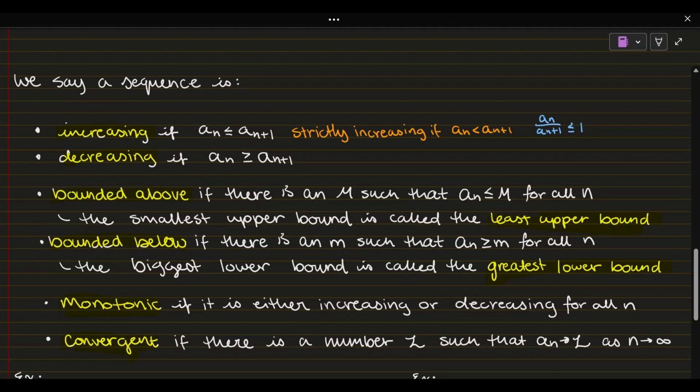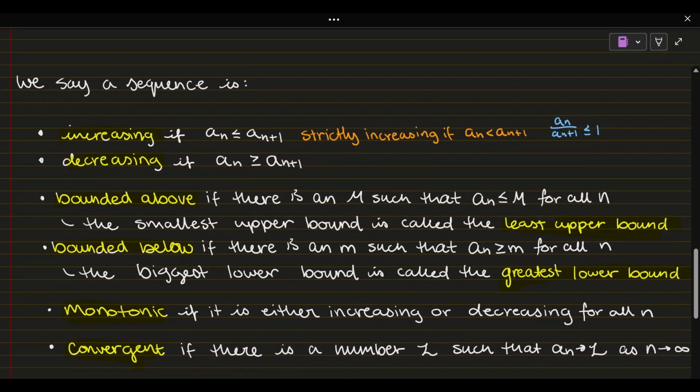Same idea. We say it's decreasing if the opposite is true. If a_n is greater than or equal to a_(n+1), so each term is greater than the next, or the next term is less than the first. For example, minus n would be a good example of this. So a_n equals minus n: minus 1, minus 2, minus 3, and so on. Each term is bigger than the next, so this is decreasing. Again, we say it's strictly decreasing if a_n is strictly greater than a_(n+1). And similarly, we can rewrite this as a_n over a_(n+1) greater than or equal to 1.